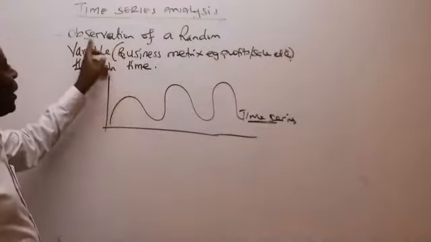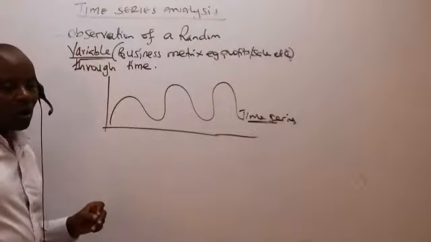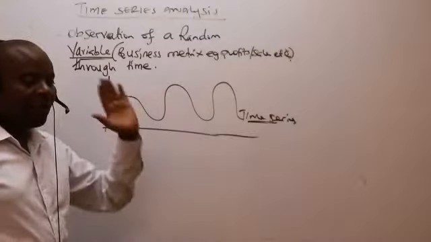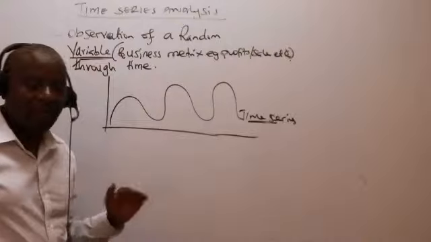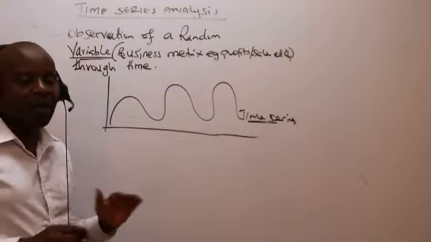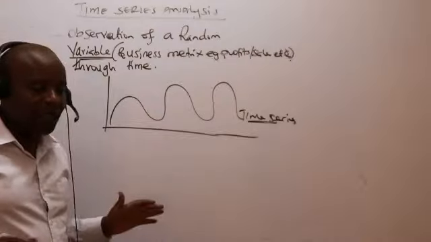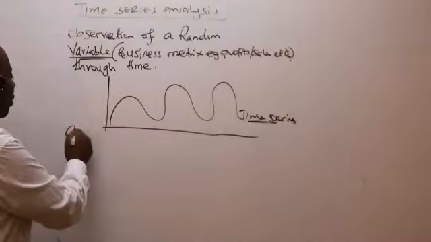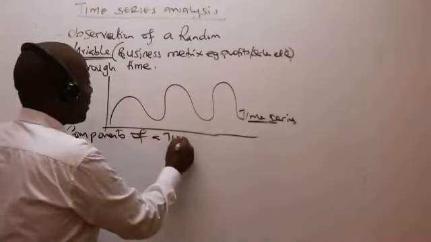And that is why we are saying that it is an observation of a random variable. A random variable is that particular metric which can never be constant. It's not possible to have parameters in business which are constant. There will be bad days, there will be good days.